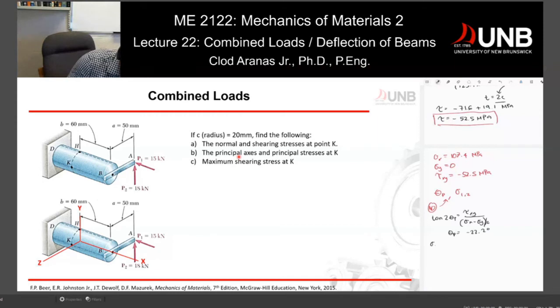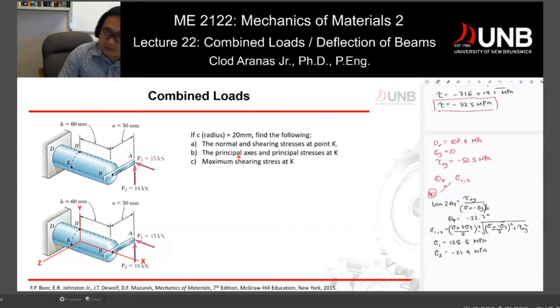Now I can also calculate my sigma 1 and 2, which are just basically sigma x plus sigma y divided by 2 plus minus the square root of sigma x minus sigma y divided by 2 squared plus tau xy squared. Hope I don't miss anything there. And that would give you a sigma 1 is equal to 128.8 megapascals, and sigma 2 is equal to negative 21.4 megapascals. So that would be my principal stresses.